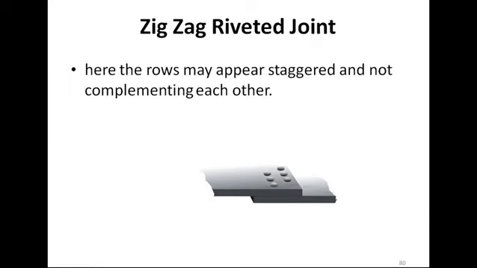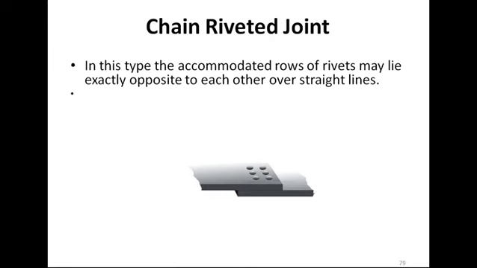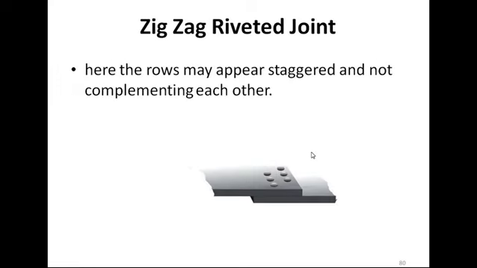Then next one is a zigzag riveted joint. Here the rows may appear staggered and not complementing each other. Like the chain riveted joint, these are the two lines and are parallel to each other. Here, whatever you see, these are the zigzag portions. We observe that the rivets we have done can be observed as a zigzag pattern. When a zigzag pattern is present on the plate, this is called a zigzag riveted joint.